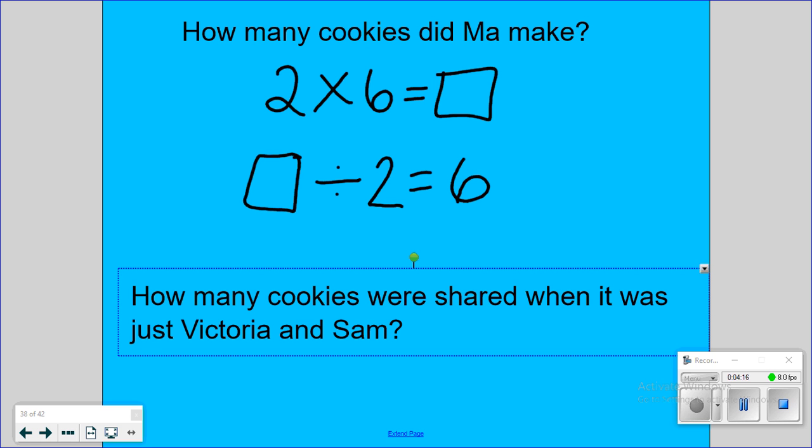Now, one of those math equations might be easier for your brain. Which one is easier for your brain to figure out? Sean? 2 times 6. Yeah, same. 2 times 6 is way easier for my brain to figure out. But for some of you, thinking about it this way might be easier. It's up to you. How many total cookies did Ma make in this story? Michael? 12. Ma had 12 cookies.